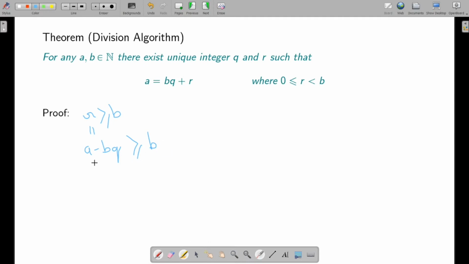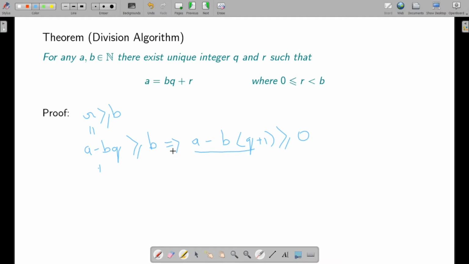So if this takes place, let me go forward, otherwise we will not be able to move. If a minus bq is greater than or equal to b, I can shift b to the other side and I will get a minus b times q plus 1 is greater than or equal to 0. Which means that this a minus b times q plus 1 will belong to S.